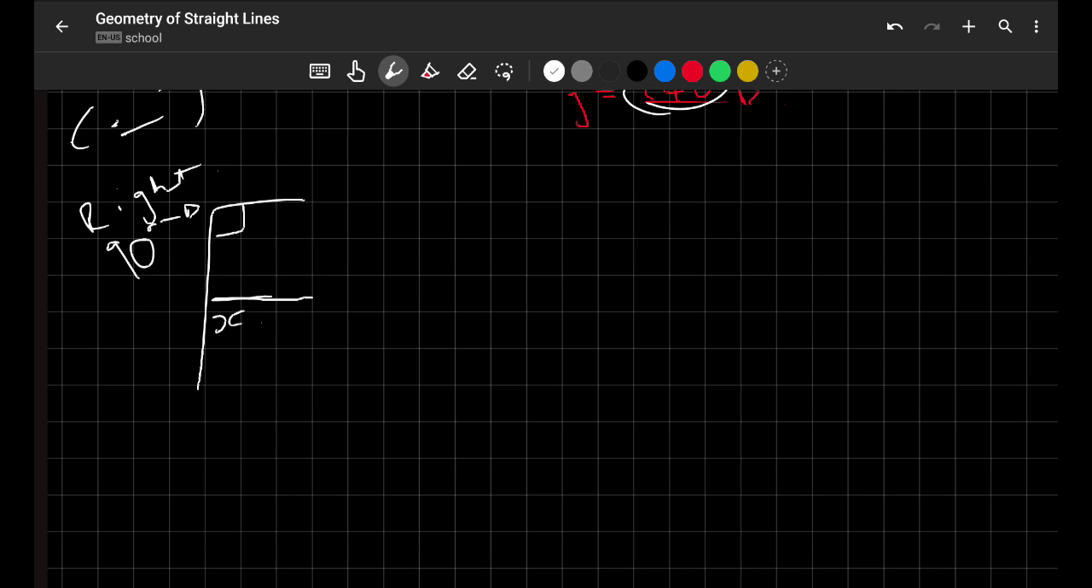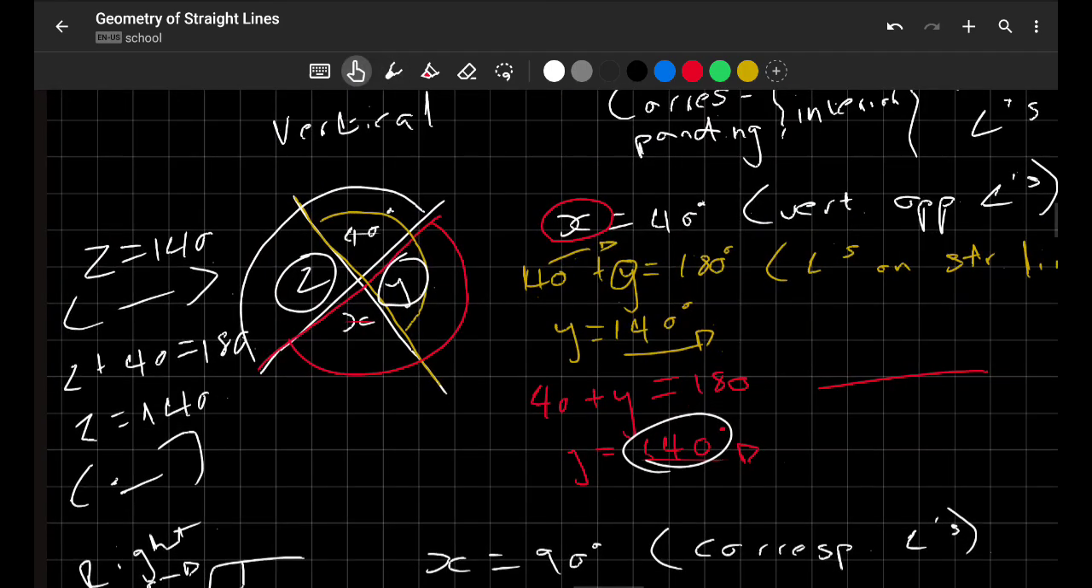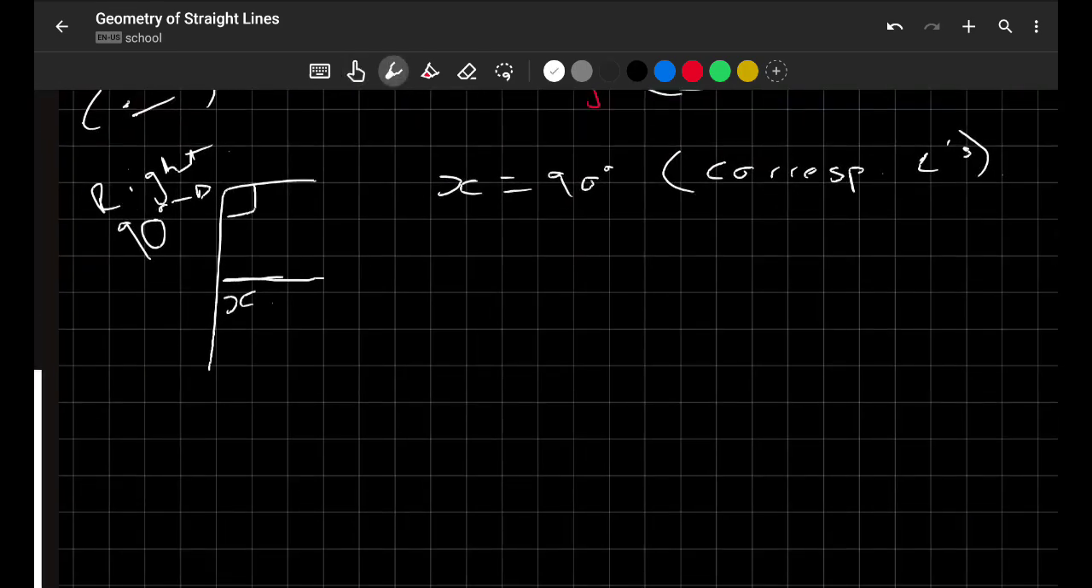You can then say X is equal to 90 degrees. What is your reasoning? Your reason is corresponding angles. But in this case, unlike the straight line and the vertically opposite angles, you can only say they are corresponding angles if they are parallel. The two lines must be parallel in order for them to become corresponding angles. It's a rule that is there in maths.